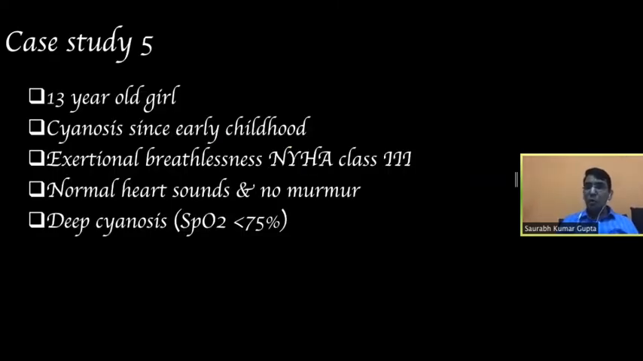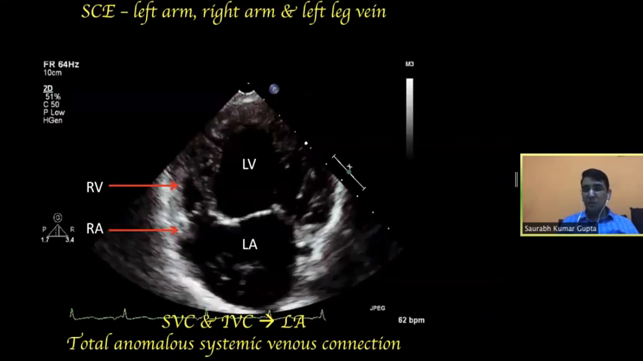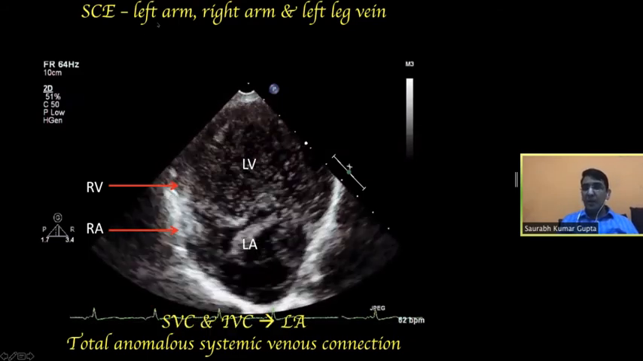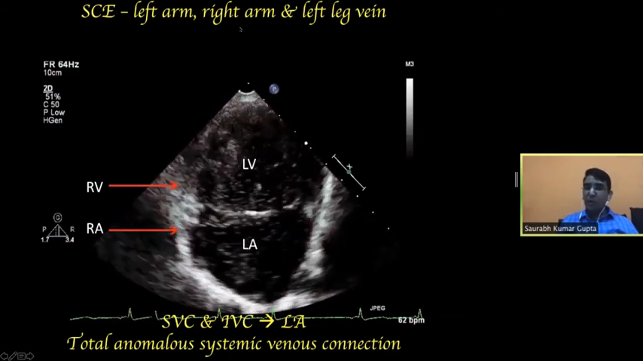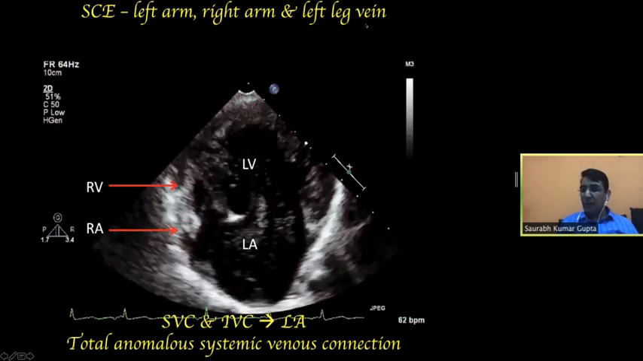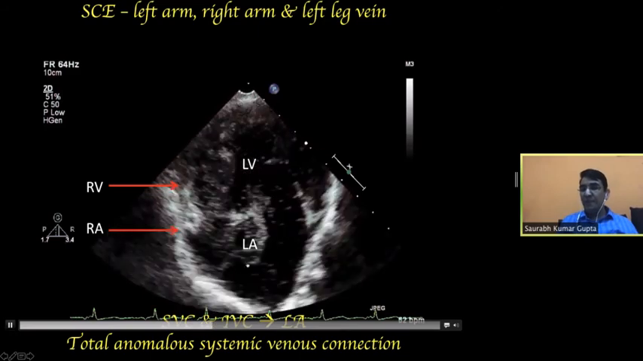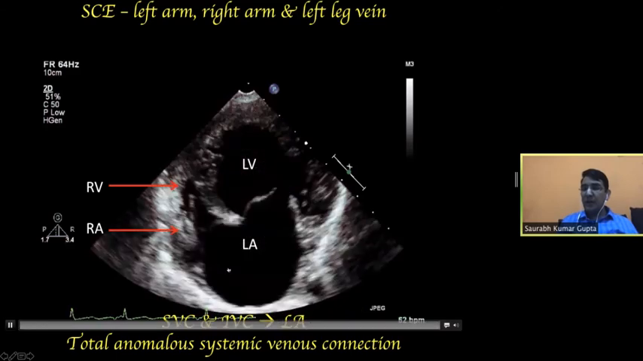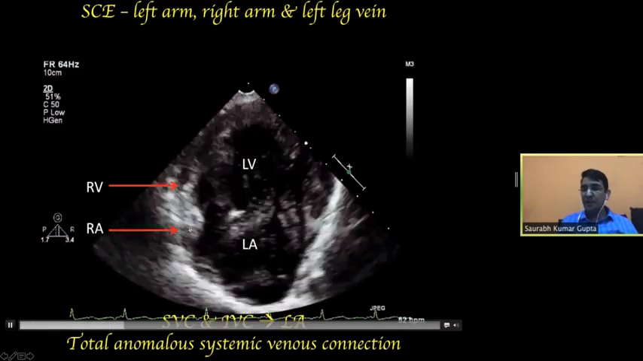Another case, a 13-year-old girl with cyanosis since early childhood, presented with dyspnea on exertion class 3, normal heart sounds, no murmur, but deep cyanosis. And as you would think, we ruled out pulmonary AVM. There was nothing significant over there, but this is what the contrast echocardiography showed. From all the places, whether you do it from the left arm, right arm, or left leg, almost every time the contrast was appearing first in the left atrium, entering into the left ventricle, and some bit of it was getting into the right atrium and the right ventricle.